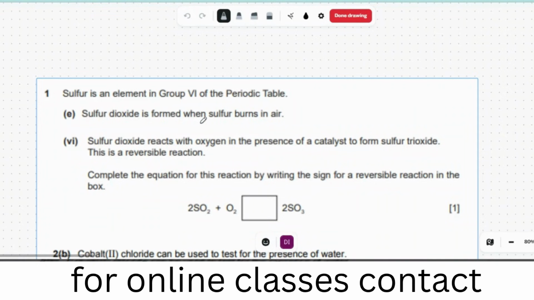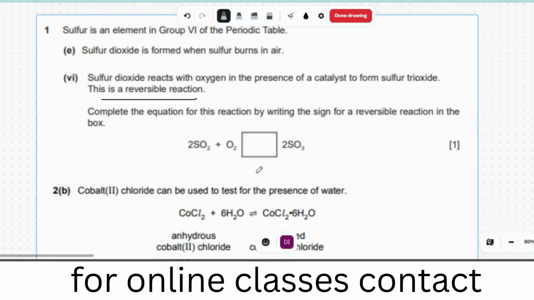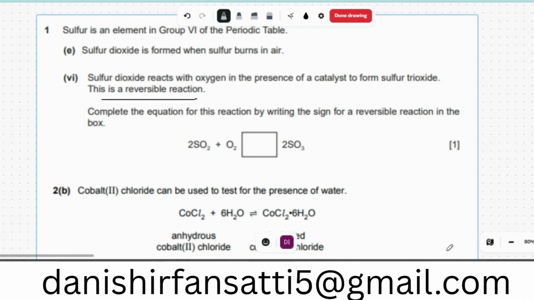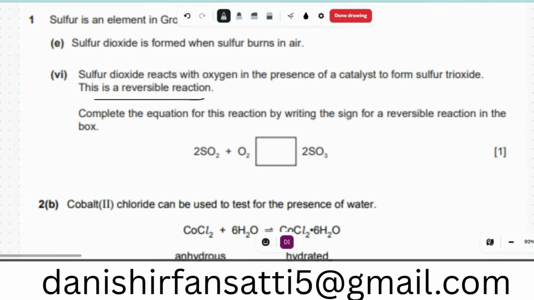Today we are going to talk about reversible reaction and equilibrium. So first, sulfur dioxide is formed when sulfur is burned in air. Sulfur dioxide reacts with the oxygen in presence of catalyst to form sulfur trioxide. This is a reversible reaction. Complete this equation. So reversible means that it has forward as well as backward reaction.